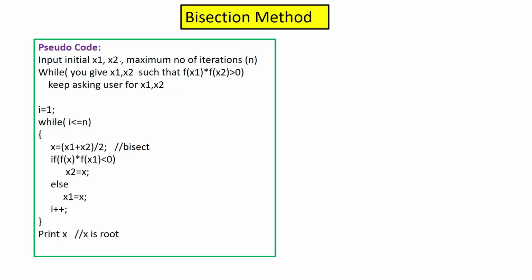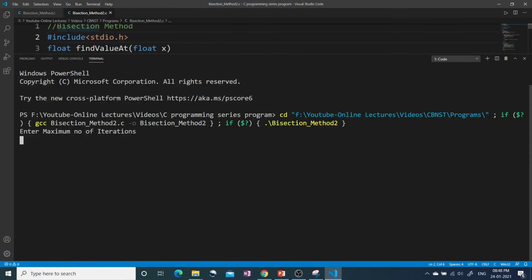So this is the simple pseudo code for our bisection method. Just before explaining this bisection method pseudo code, I will tell you how our output will look. So I have written the source code for the bisection method in the C program, and I am just running this program, and let's see how our output should look.